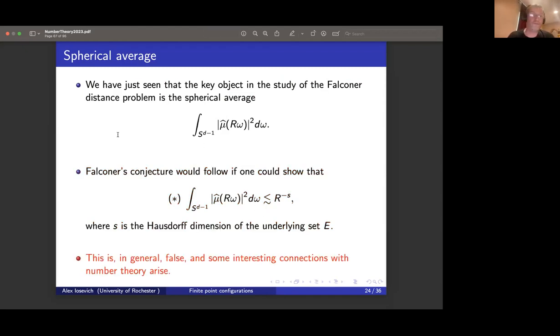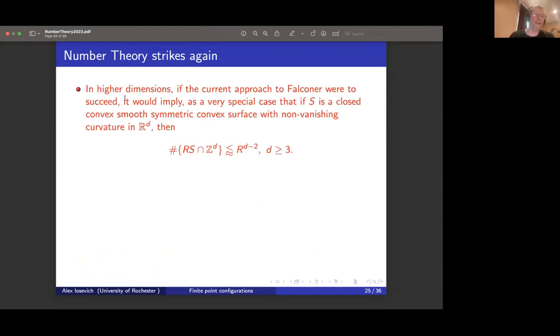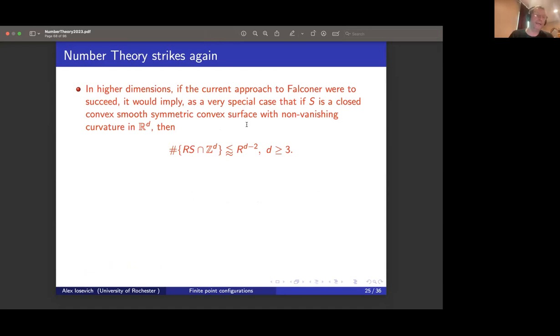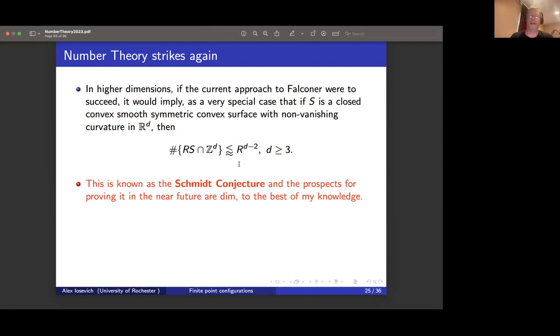And this is where we run into very entertaining number theoretic considerations. First of all, this is in general false, okay? But it's false in an interesting way. So in higher dimensions, one can prove that if the current approach to Falconer were to succeed, in other words, if we could prove this optimal estimate here, which we can't, I've already mentioned that, then this would imply the following, again, innocent looking conjecture: that if S is a closed, smooth, symmetric, convex surface with non-vanishing curvature in R^d, then in dimensions three and higher, the number of lattice points on an R dilate of this surface cannot, up to logarithms, exceed R to the d minus two. Okay, so this, I believe, is known as the Schmidt conjecture in analytic number theory. And also, please correct me if I'm wrong, but it is my understanding that the prospects of proving this conjecture in the near future are dim.